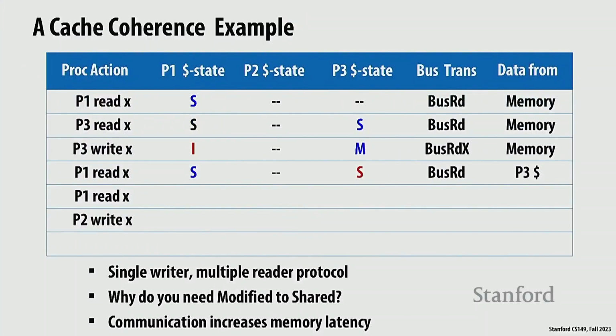How does memory know that it doesn't need to reply to that read transaction? How does memory know? Because it sees the state of the processor that has the cache line, which tells memory to hold off. Yeah, that's the way to think about it.